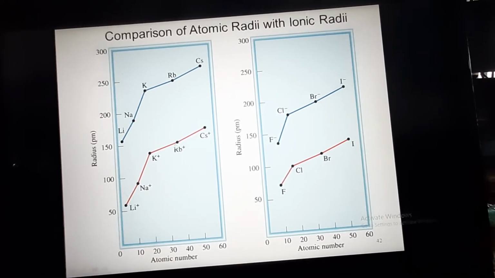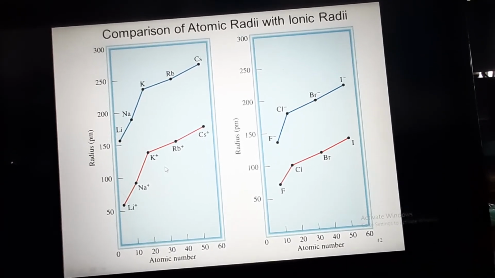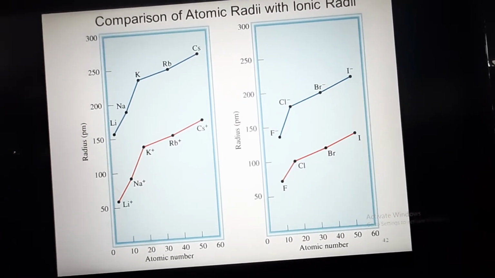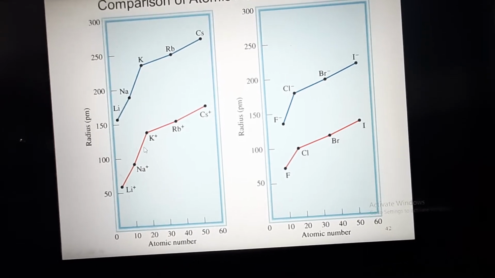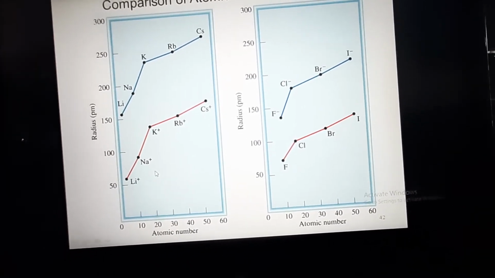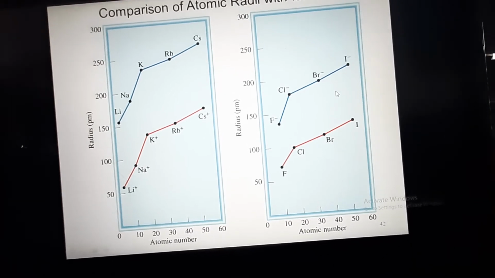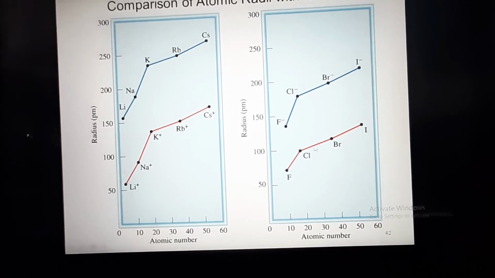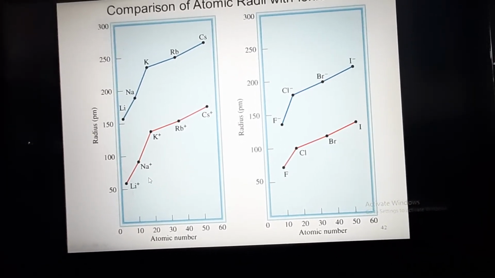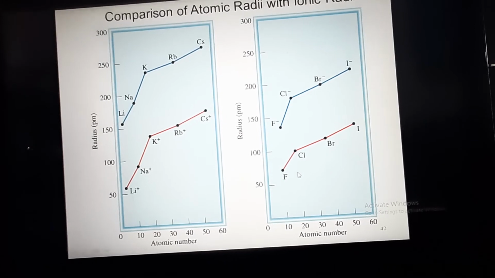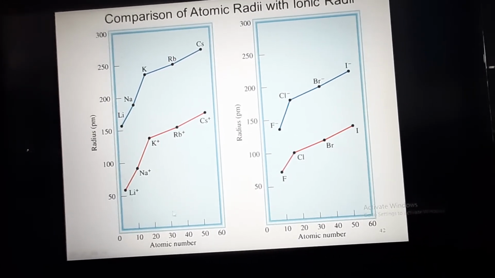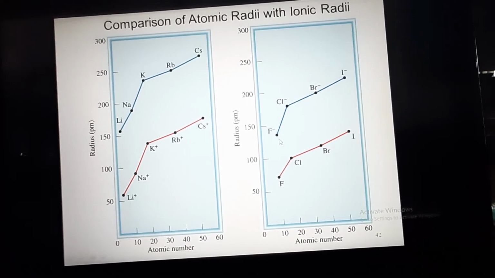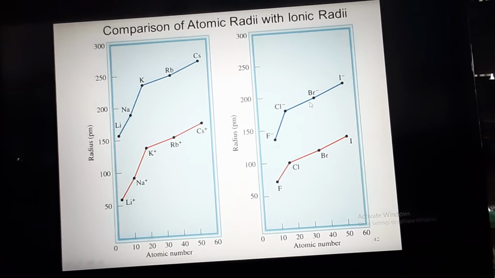The same pattern happens with all of the +1, so this is the alkali metals. All of them, when they become +1, get a smaller radius. When we look at the halogens, however, which gain electrons, the original size of the atom is small compared to the size of the ion. So in this case, as it gains an electron, it greatly increases its size.